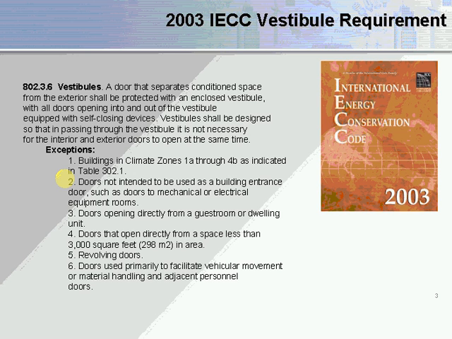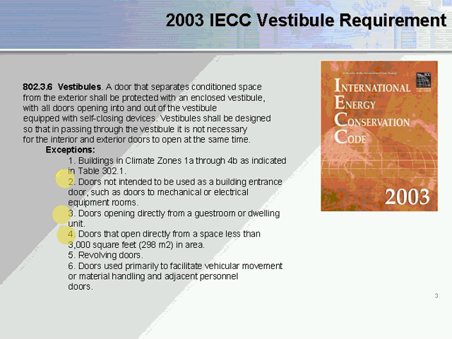Another exemption is doors not intended to be used as a building entrance door, such as doors to mechanical or electric equipment rooms. This one is important: the primary focus of our requirement is going to be on doors that are used primarily for the general public coming into and out of the building, not doors that are very rarely used and may just have personnel use. Another is doors opening directly from a guest room or dwelling unit. Remember, the 2003 IECC commercial provisions cover multifamily type of construction, four stories or more, so it is a possibility of having a large dwelling unit on the first floor that could actually have a space greater than 3,000 square feet.